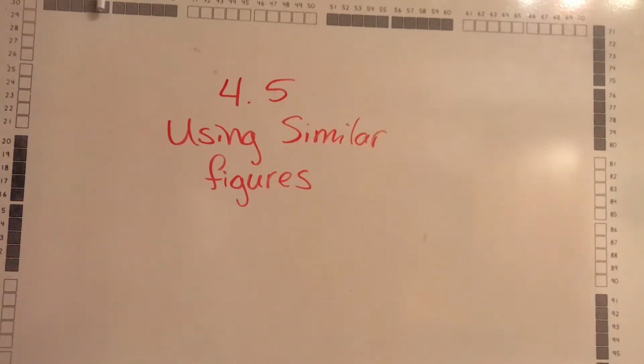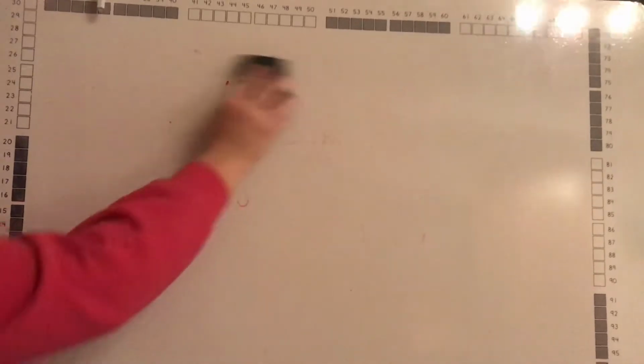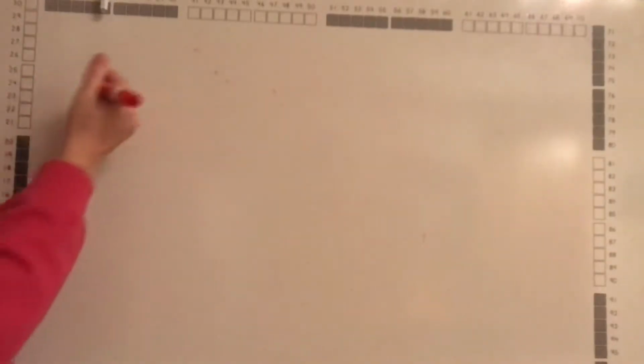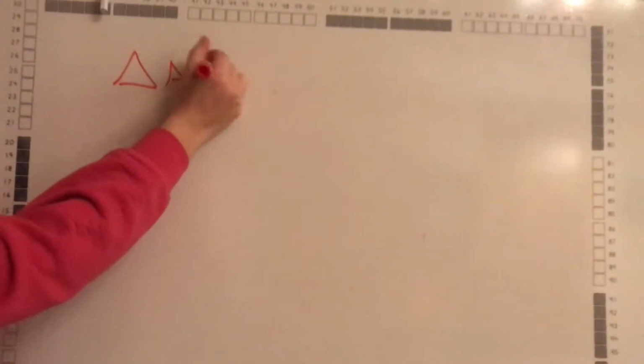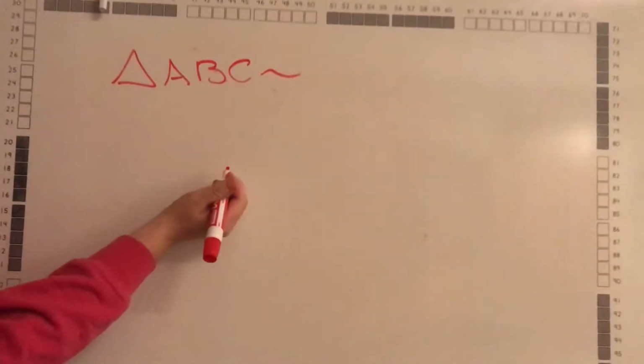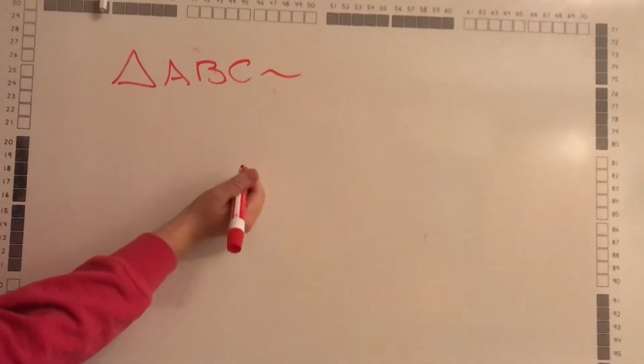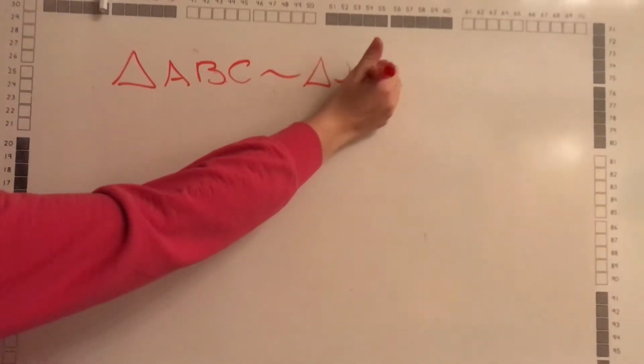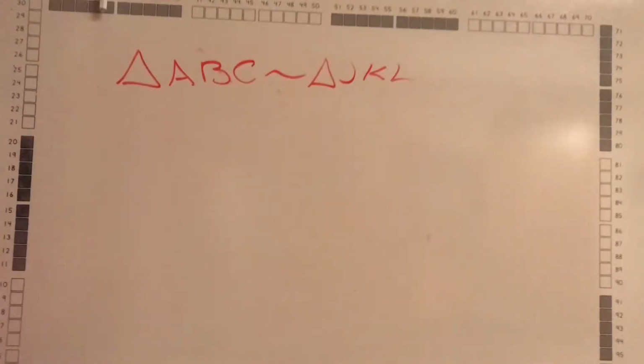So let's look at example 1. In example 1, we have two triangles. We have triangle ABC, and it is similar to triangle JKL. So if we look at our triangles in our book, you will see that line KL is an unknown. So how do we find the length of KL?